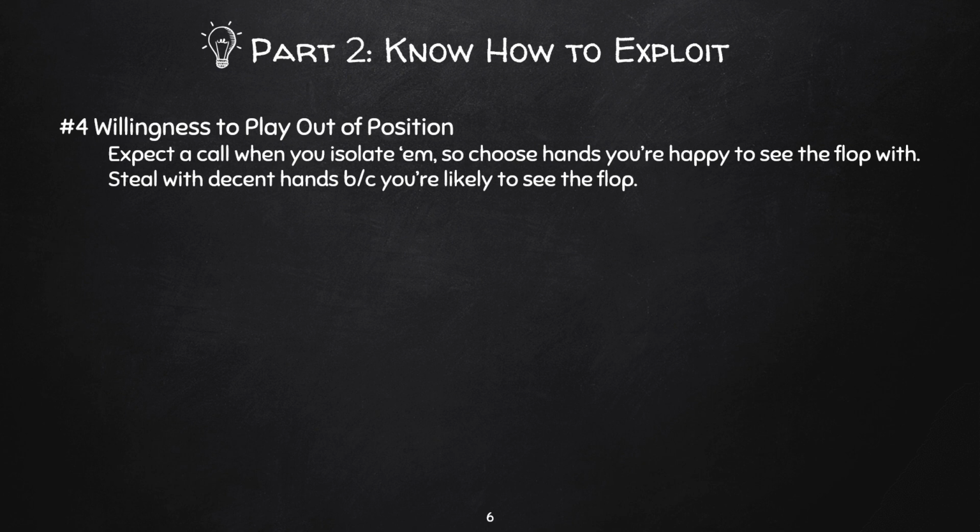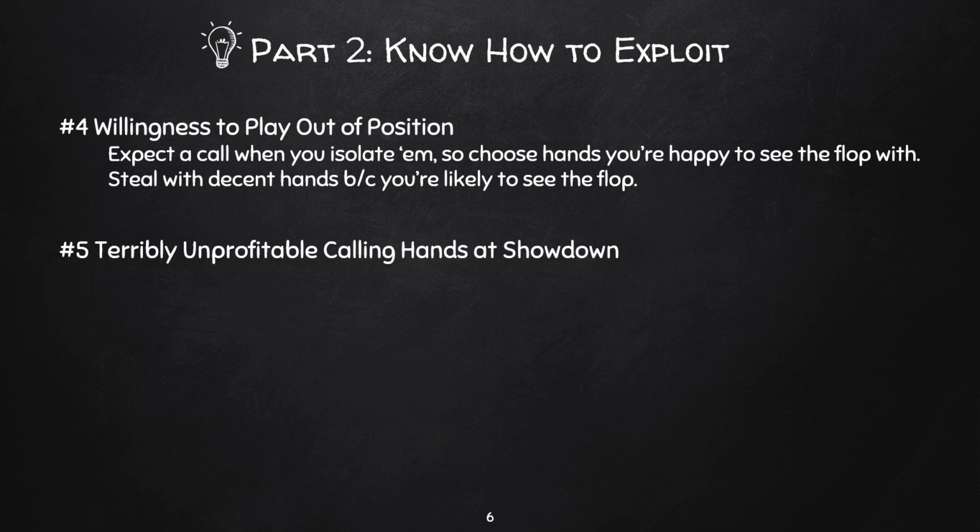Now the fifth symptom was terribly unprofitable calling hands at showdown. So 2 exploits for this. The first is you want to make sure that the hand that you're holding preflop is towards the top of their range, right? Because you want as much equity before you see that flop to give you a better chance of hitting a hand and going for value postflop.